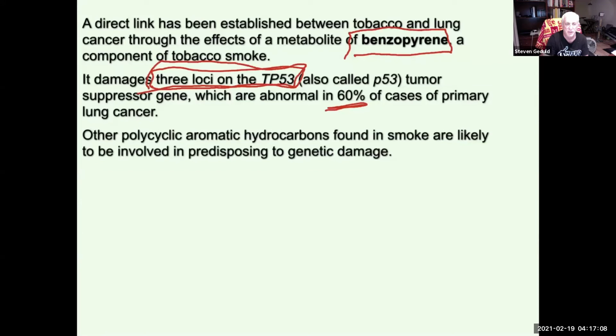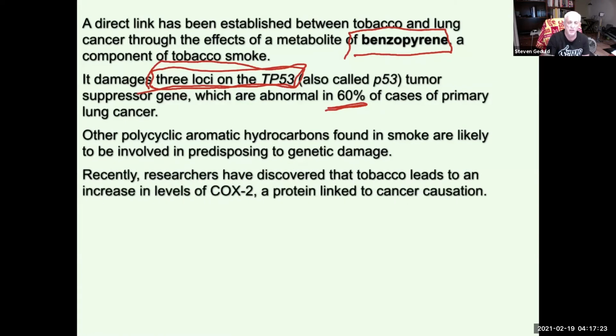Other polycyclic aromatic hydrocarbons found in smoke are likely to be involved in predisposing to genetic damage. So polycyclic aromatic hydrocarbons cause a lot of genetic damage and are all carcinogenic. They recently discovered that tobacco leads to an increase in the levels of COX2, a protein linked to cancer causation. So not only is it suppressing the tumor suppressor gene, so you're not making the tumor suppressor protein, but you're also increasing the level of COX2, which is a protein that actually causes cancer.